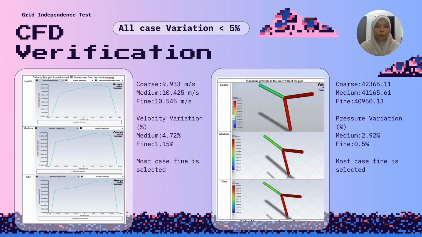Now for the grid independence test, we use the CFD verification. On my right is the value of the pressure and on my left is the graph of velocity magnitude. We ensure all case variation is less than 5%. And most of our pipe diameters in our project use the fine mesh for the next analysis.